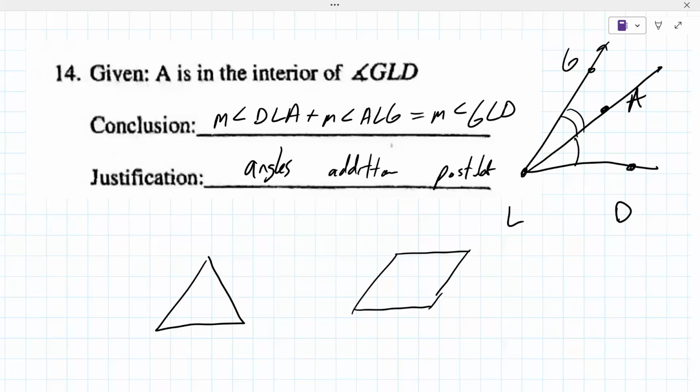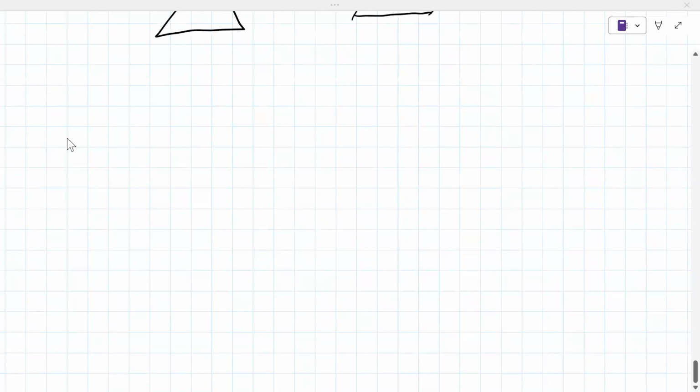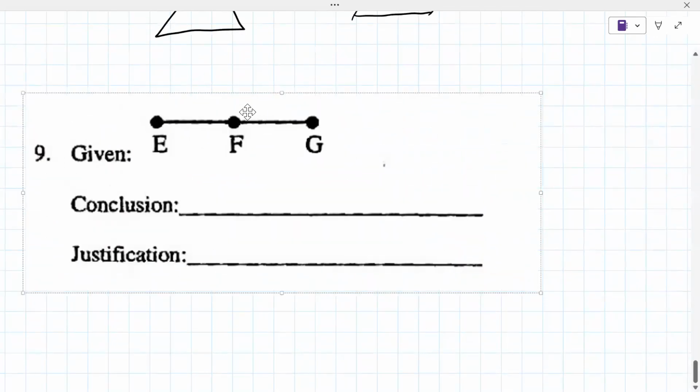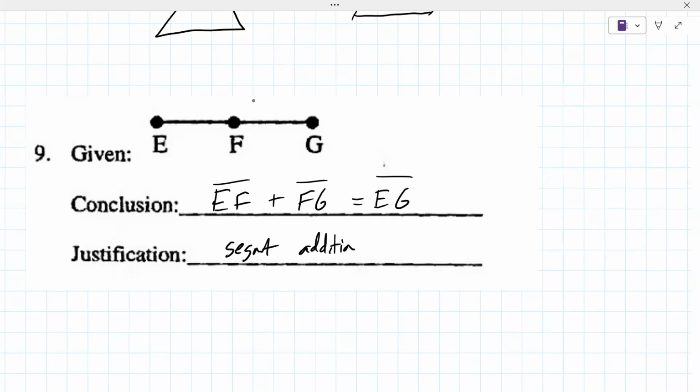Okay. And that does lead me to want to go back and change 9 and 10 now. I apologize. Now that I see where this is going, I've got more clarity. So if we go back and look at 9, I was thinking something was missing, but the conclusion here is that EF plus FG equals EG. And that is the segment addition postulate.